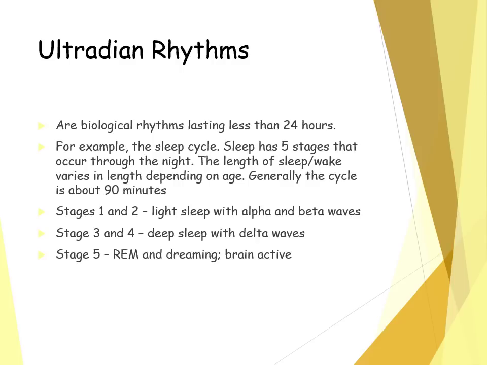are light sleep, and you have alpha and beta waves. Stages 3 and 4 are deep sleep with delta waves, and then stage 5 is where you have rapid eye movement, so dreaming occurs and the brain is active. Now, as I said, a sleep cycle is about 90 minutes, and you would probably go through 4 to 5 of these sleep cycles in a night time.